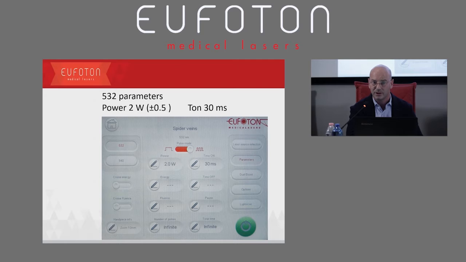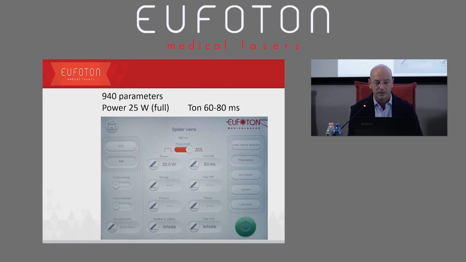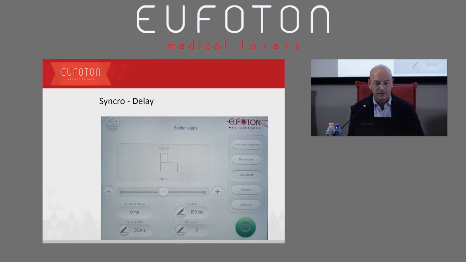When we treat darker phototypes, well, we are risking that the treated areas are bleached, are subject to bleaching. So 25 watt with a T on of 60 to 80 milliseconds for 940.